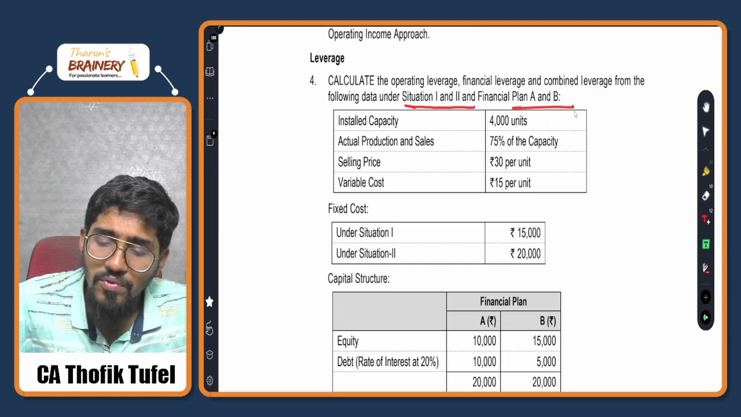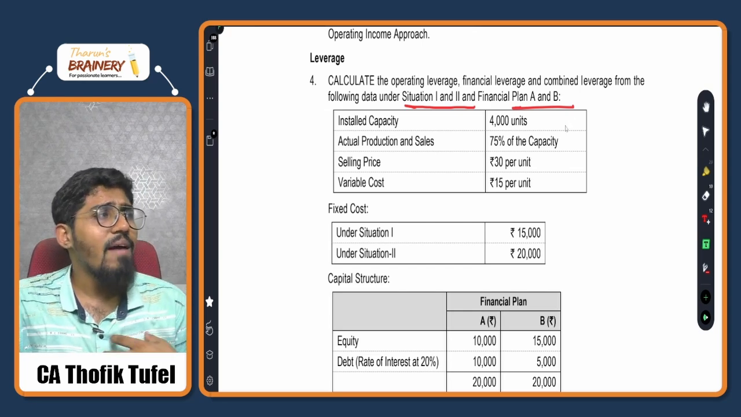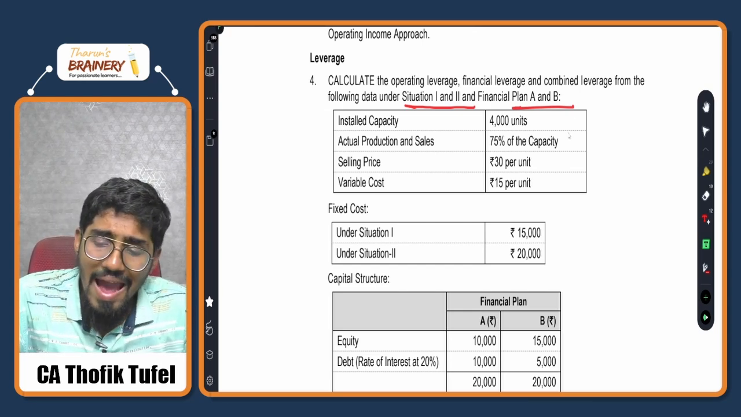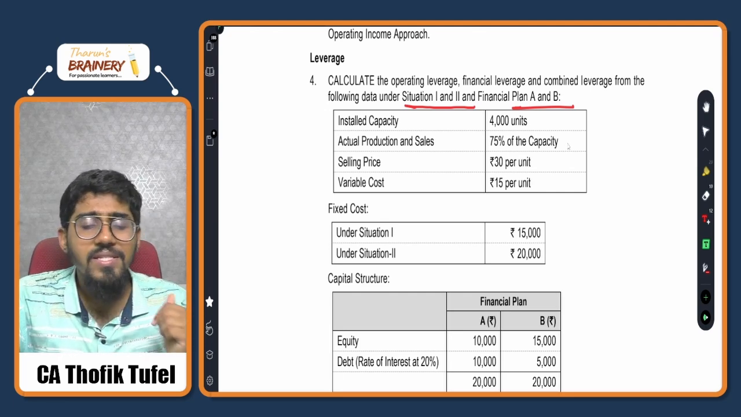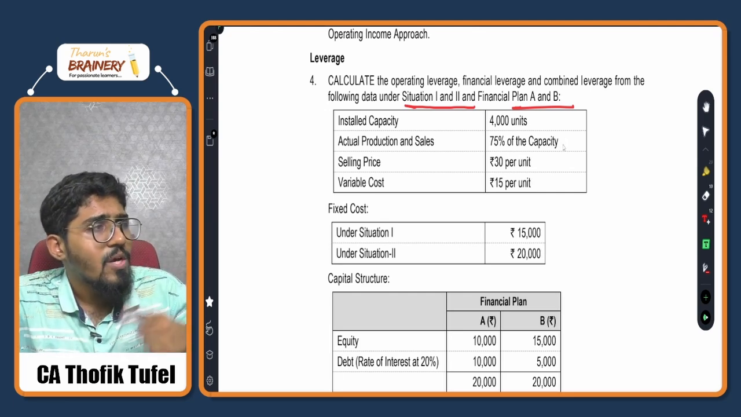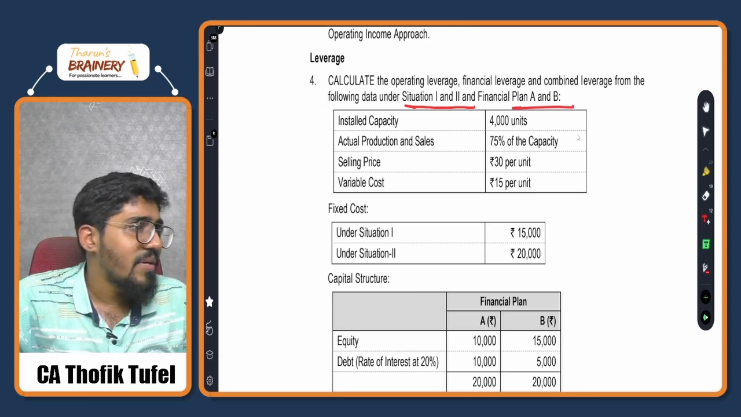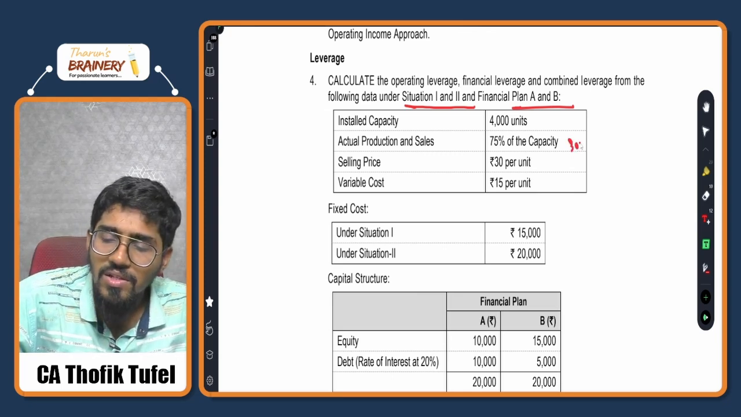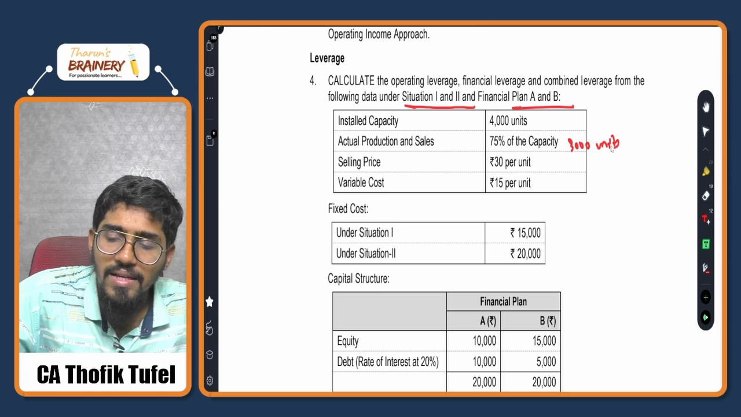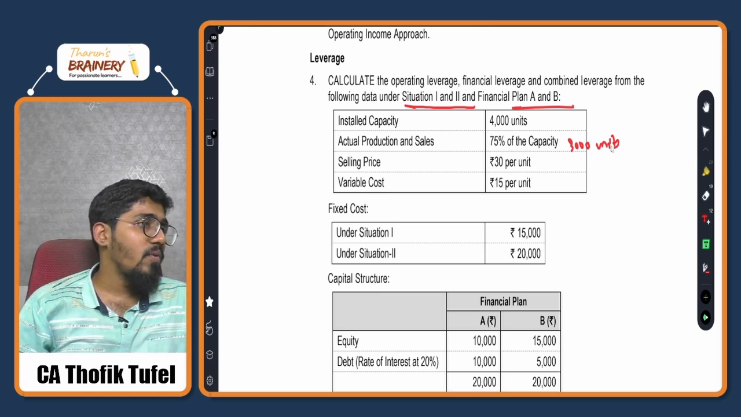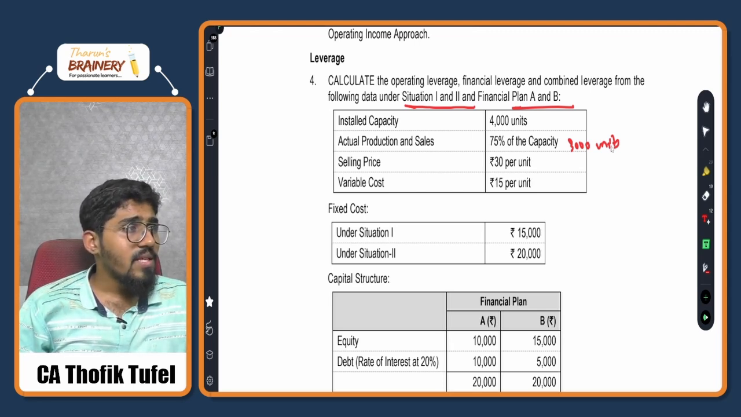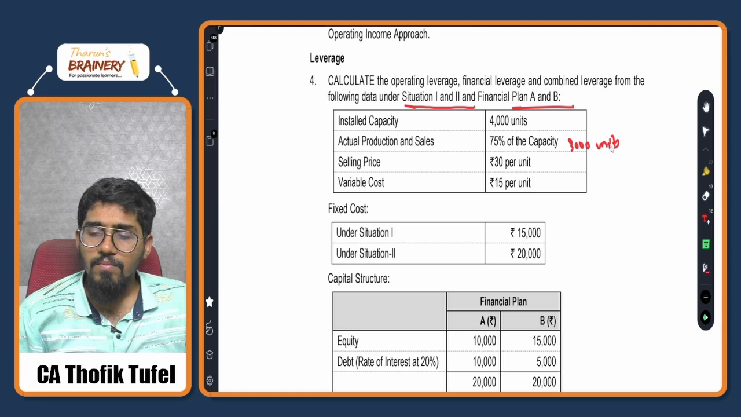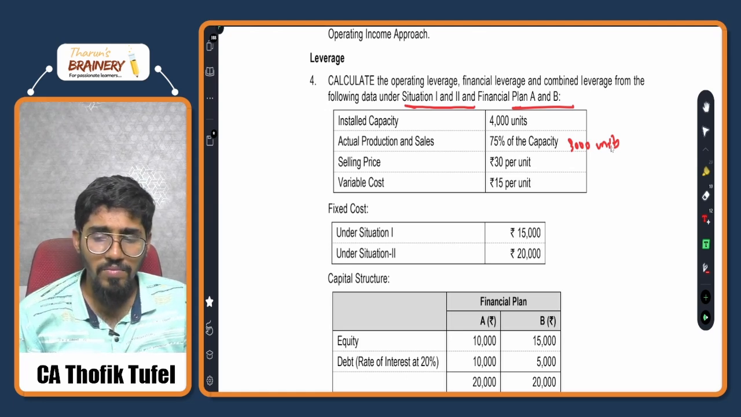Installed capacity is 4,000 units. So I have the capacity of 4,000 units. Actual production is 75% of the capacity and sales. So how much am I selling? Even though I have a capacity of 4,000 units, how much am I selling? 4,000 into 75%. What is 4,000 into 75%? 3,000 units I'm selling. Understood? So from 4,000 units, 75% is my sales, so 3,000 units is my sales.